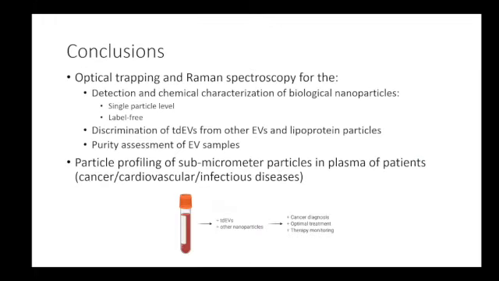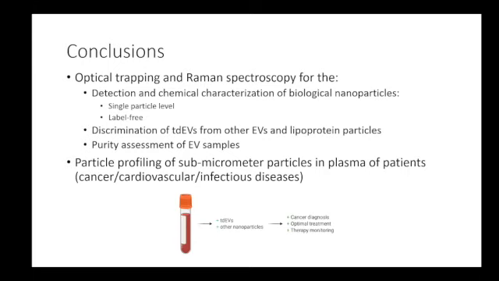So now to conclude, I didn't check the time, but okay, we are on time. Well, this method of optical trapping and Raman spectroscopy is nice for the detection and chemical characterization, I would say the global chemical characterization, of biological nanoparticles at the single particle level and as a label-free technique. It works for discriminating different types of vesicles or lipoprotein particles, and maybe also for purity assessment of our vesicle samples. One of the disadvantages is the throughput.